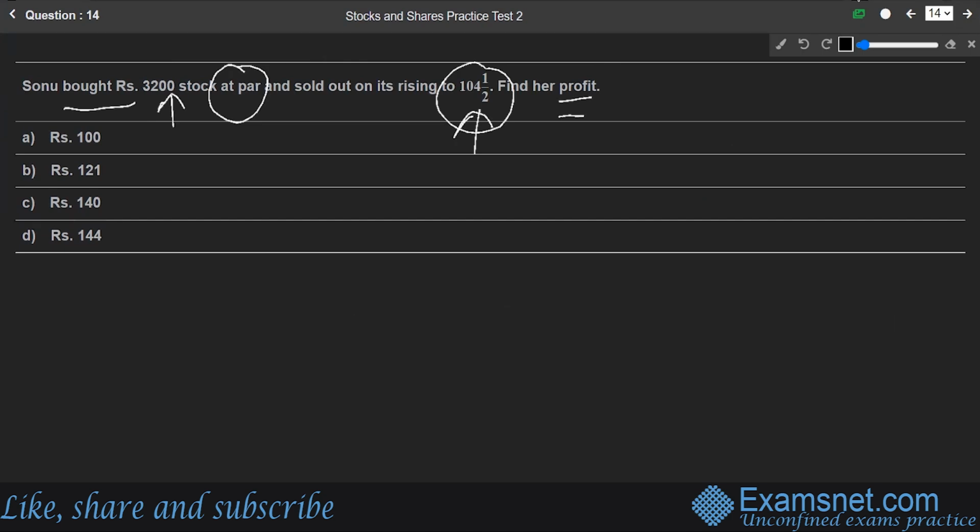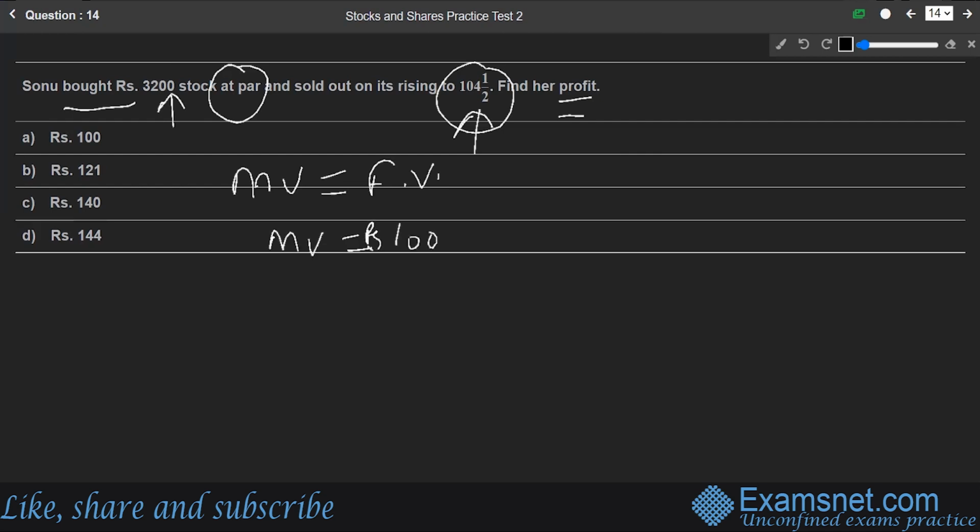Okay, that's what they're asking. What is the profit value? Okay, so let us find out. What are they saying? First of all, market value will be equal to face value, as they say. And how much is the face value? Face value is always 100 rupees. So we can clearly write down the market value also becomes rupees 100.